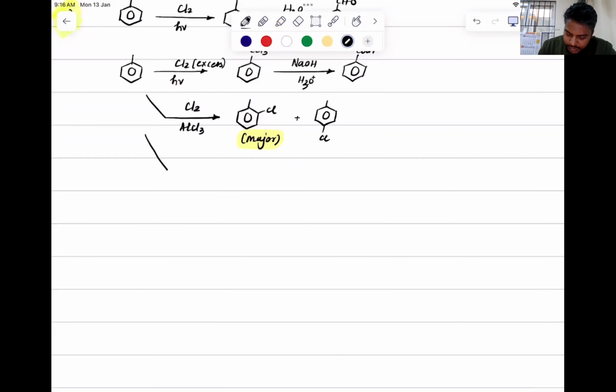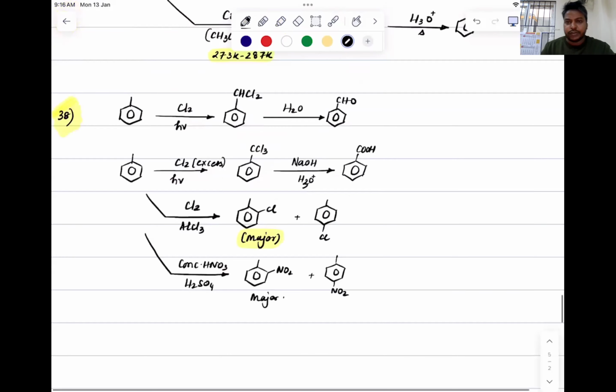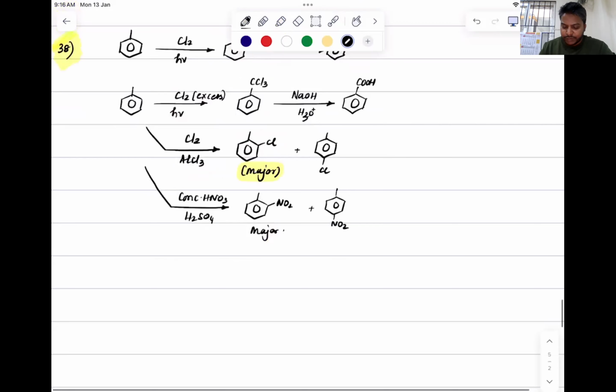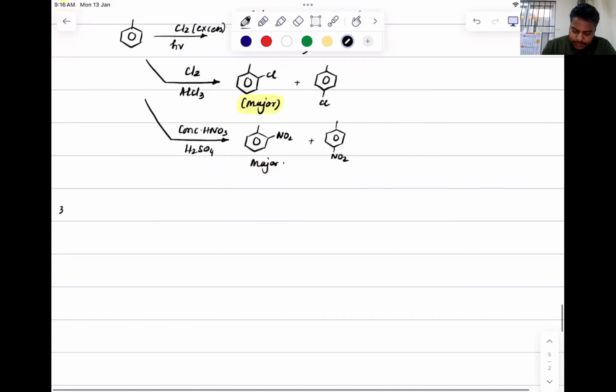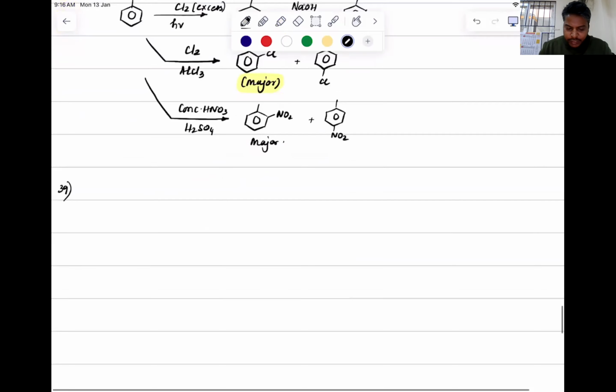And the same logic is applied even for nitration. That means if you have concentrated HNO3 with H2SO4, right? So in that case, we will get this as NO2 here plus here also will have NO2 and this is major. Done. So very important reactions of toluene, everybody. Next, check out 39.